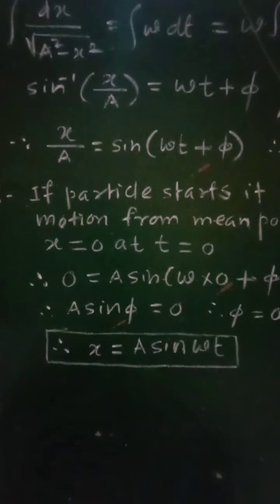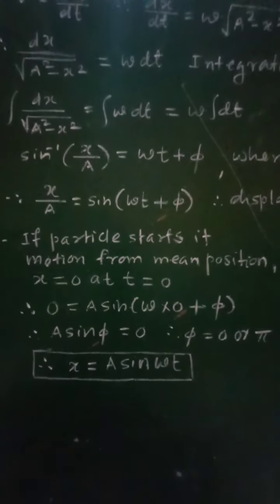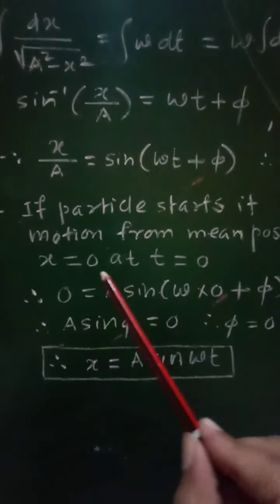Now regarding the fourth equation, that is x is equal to a sine omega t plus phi, let us consider two different cases. The first case is if the particle starts its motion from the mean position, that is from mean position O. Then x will be equal to 0 at time t equal to 0. Just as the particle is starting its motion from the mean position, x will be 0 at t equal to 0.